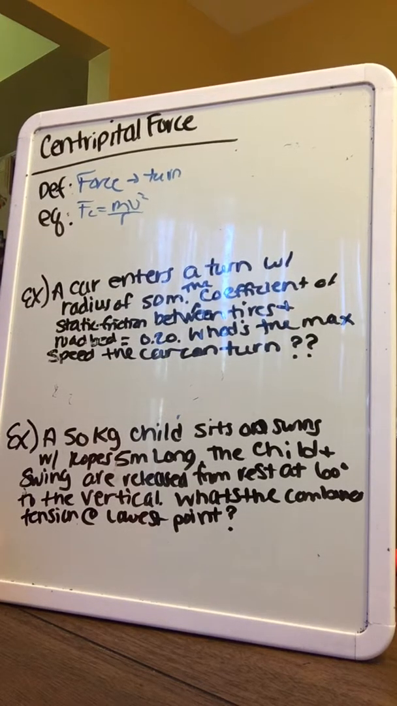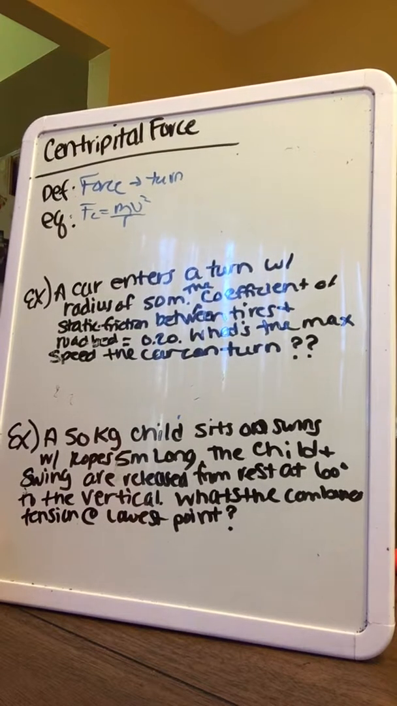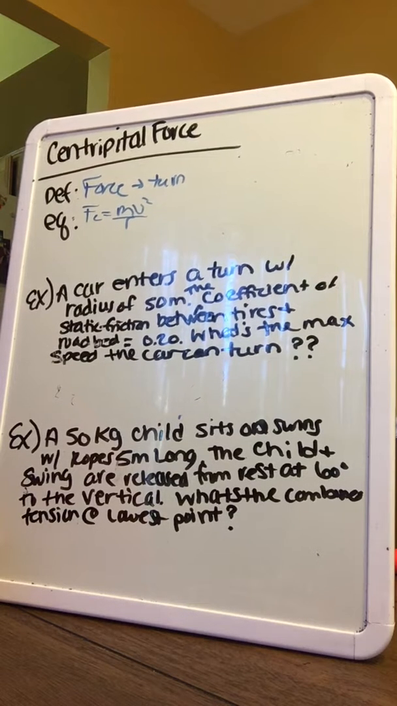So we have a few examples here. The first one we'll go over is a car enters a turn with a radius of 50 meters. The coefficient of static friction between the tires and the roadbed is 0.20. With no units, what's the max speed the car can turn?